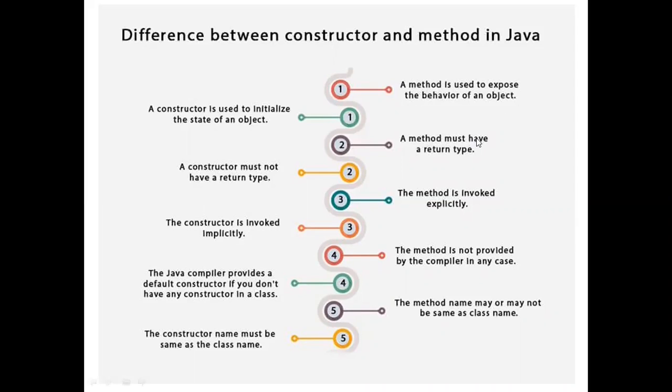Okay. A method has a return type. We know that method must have a return type. A constructor must not have a return type. We cannot have a return type in constructor.